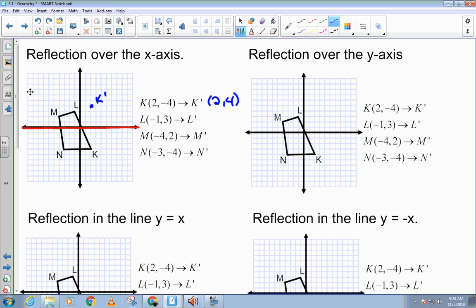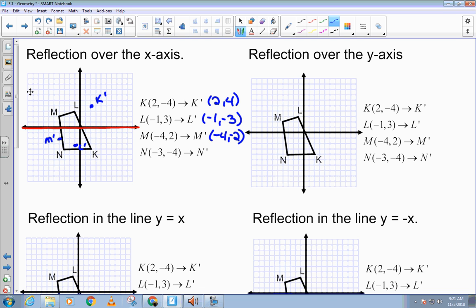Okay, L is 1, 2, 3 above. So when you reflect, you go 1, 2, 3 below. Okay, and that's -1, -3. M is 2 above. So when you reflect, it becomes 2 below. And that is 1, 2, 3, 4, -2. -4, -2, excuse me.